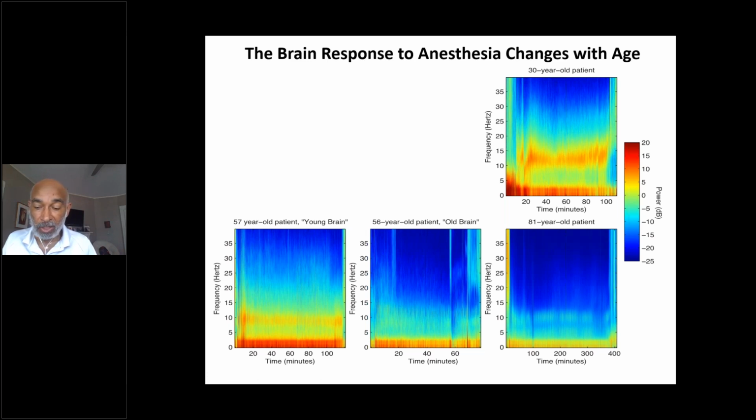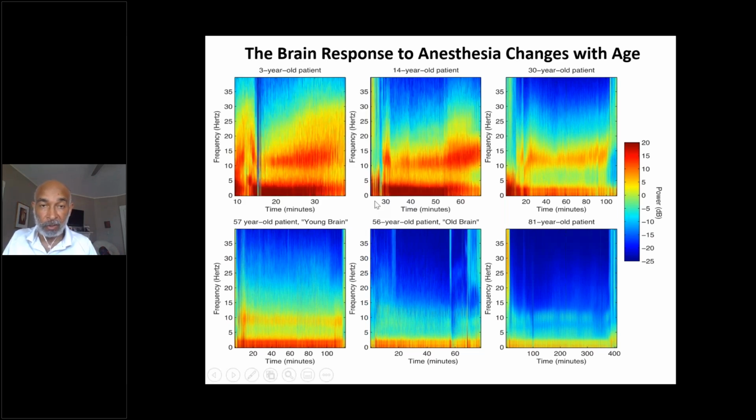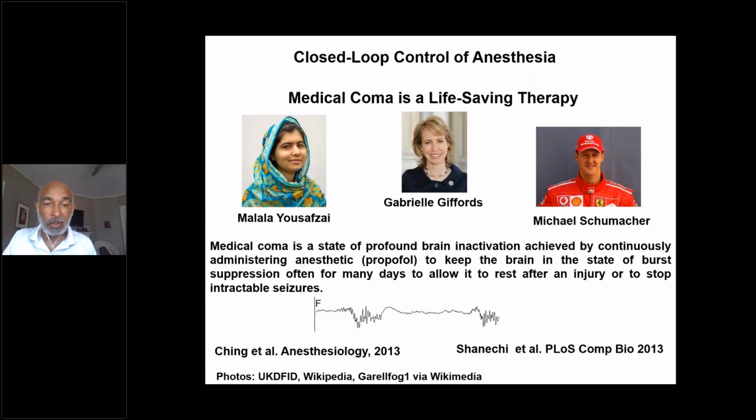And you can probably guess what the kids look like. So here's a 3-year-old. Here's a 14-year-old. You can see we have the same general pattern across the different ages, but the spectral bands are much broader here in the younger kids. And so you use the same concept, but you have a different sort of dynamic or appearance of those dynamics in the younger kids. And this has to be taken into account when you're building algorithms or whatever to monitor brain states of patients under anesthesia. So I just want to share with you a few ideas about closed loop control.